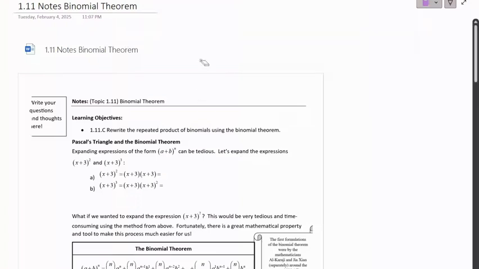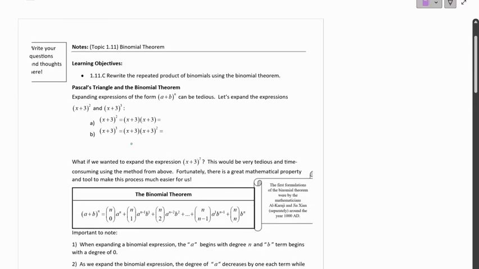Binomial theorem. This is all the way back in 1.11, but we're going back because this is really something that doesn't necessarily need to be done. You can always do it the long way, but binomial theorem and Pascal's triangle really help us, especially when the values get bigger.